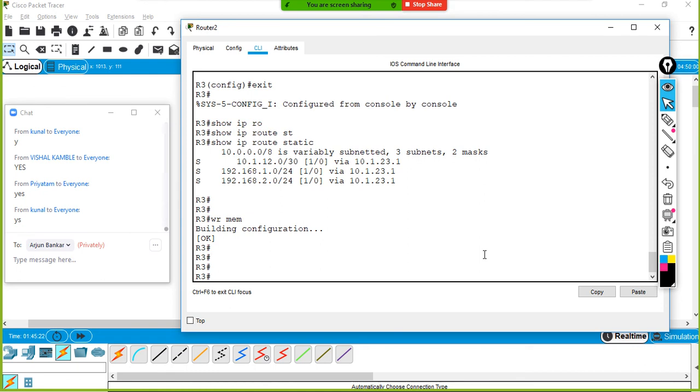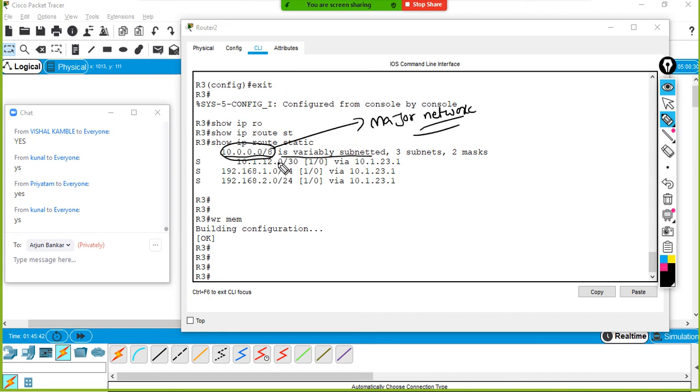Understand or not? And did you notice this nice message here, guys? 10.0.0.0/8 is variably subnetted. Did you see that? So 10.0.0.0/8, which is the major network, is subnetted as 10.1.12.0. Did you notice that, everybody?